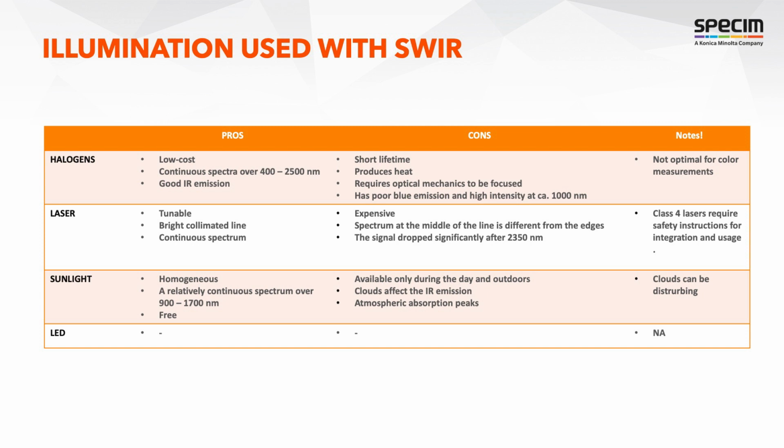Then the sunlight, when you want to work outside or, for example, for remote sensing application, sunlight is important, and here it can provide good illumination between 1000 and 2500 nanometers, keeping in mind that you have water absorption bands in the atmosphere.